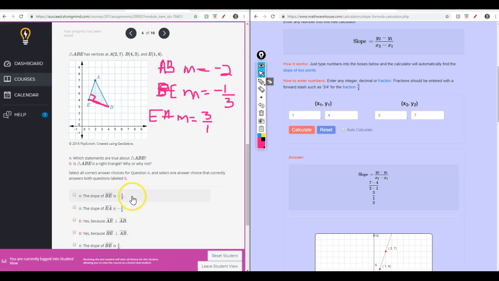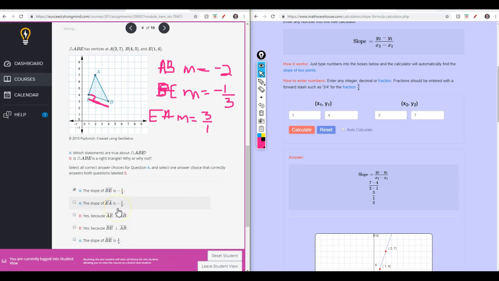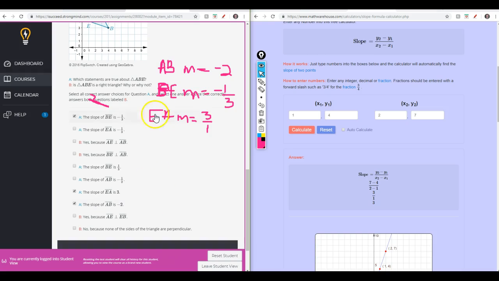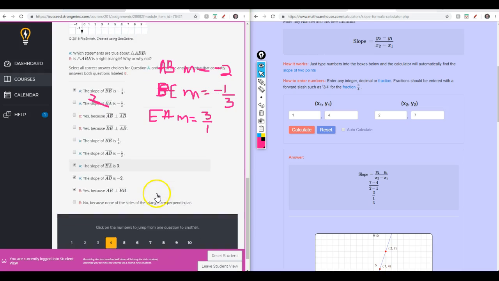I'm looking for the slope of segment BE to be -1/3. Yes, the slope of segment EA is 3. We're going to be looking for the slope of AB to be -2, and we're saying yes because segment EA is going to be perpendicular to segment BE. Again, notice that they list EB instead of BE. It's still the same segment because it's the same endpoints. They just listed the order differently, and that's okay.